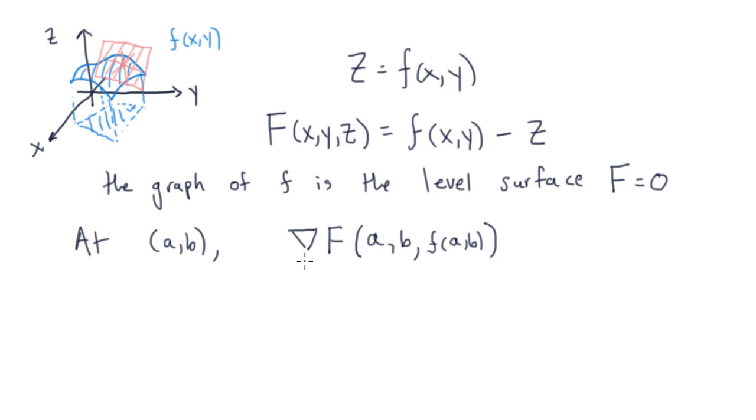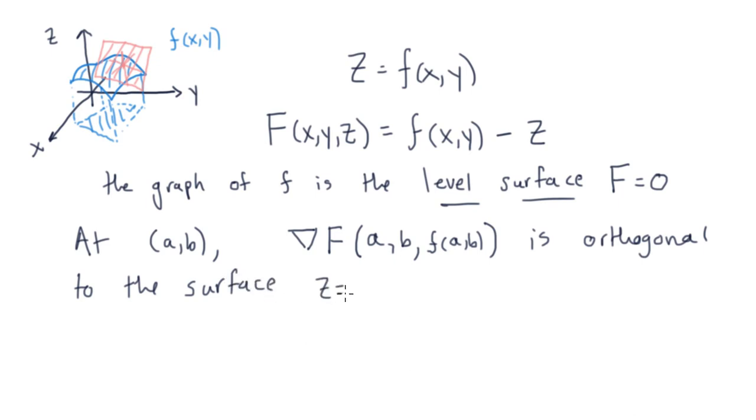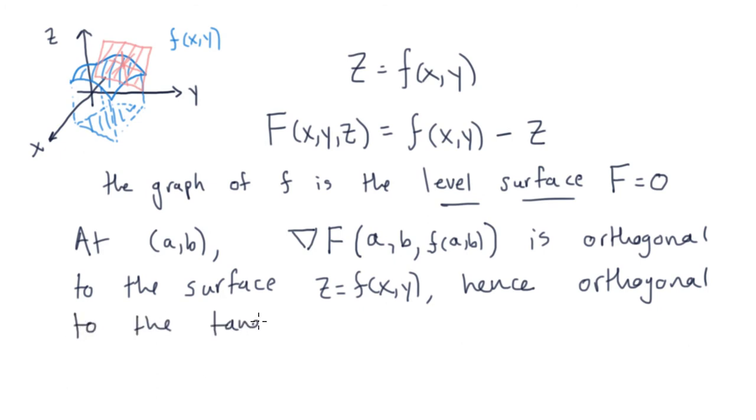So this gradient is orthogonal, as we already saw, to the level surface F equals 0, which is the surface z equals f of x, y, and hence orthogonal to the tangent plane at this point (a, b).